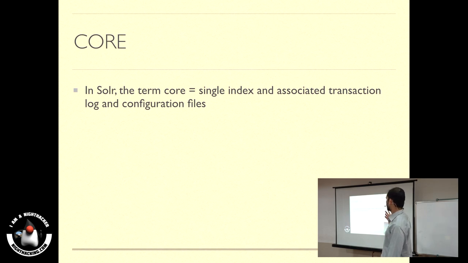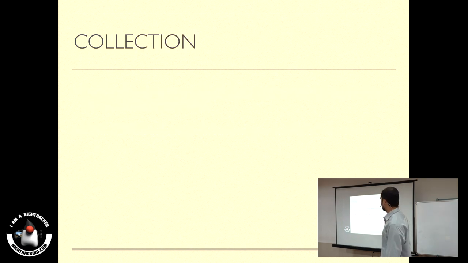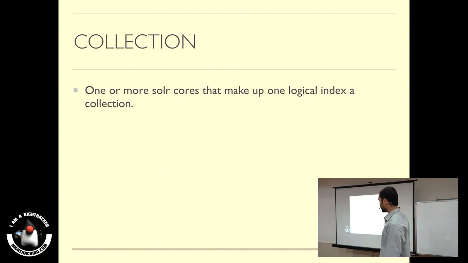A core is basically one single index, but not only the index; it involves the data with the transaction log settings and all that. SolrCloud started as a separate project, I guess two years back or so. After a certain stage they combined both projects, so if you download Solr, you have SolrCloud built in. You don't have to do anything else. I'll tell you what the cloud does. Collection is another terminology within Solr, which points to one logical index. A core will definitely have a collection, but a core involves not only the index or the collection but everything else, like configuration.